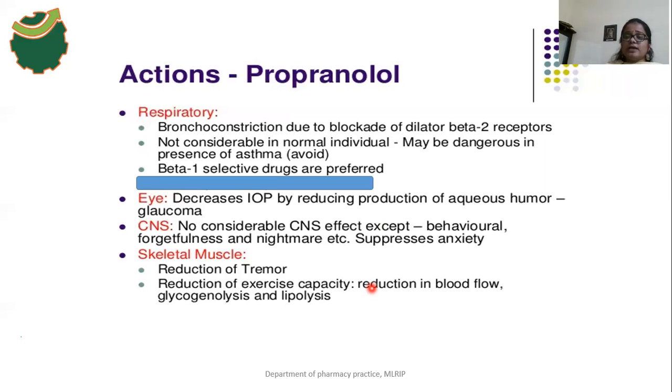And one more thing is there is an inhibition of the vasodilation effect. As a result, there is a reduction in the blood flow to the exercising muscles. So that's why there is a reduction of the exercise capacity. Propranolol reduces the exercise capacity due to reduced blood flow to the exercising muscles, and due to blockade of glycogenolysis and lipolysis, which are mediated by beta 2 receptors. Propranolol blocks the beta 2 receptors, so there is a reduction in blood flow, and at the same time it inhibits the vasodilation effect.